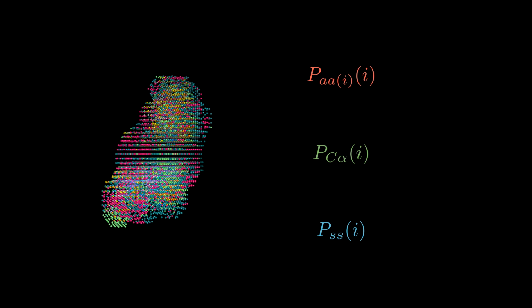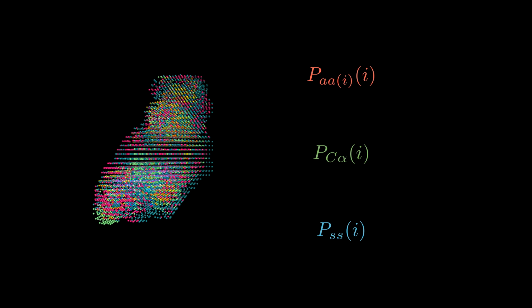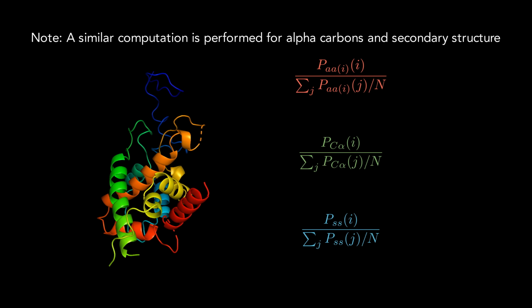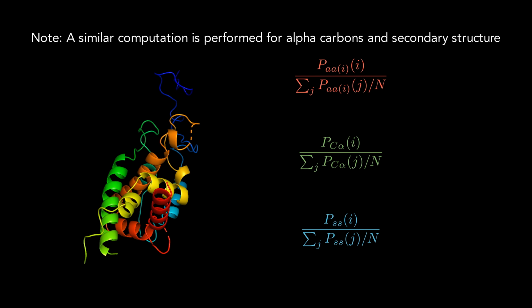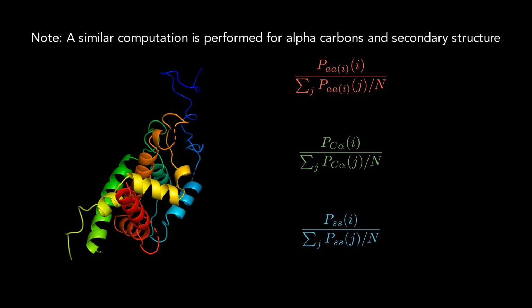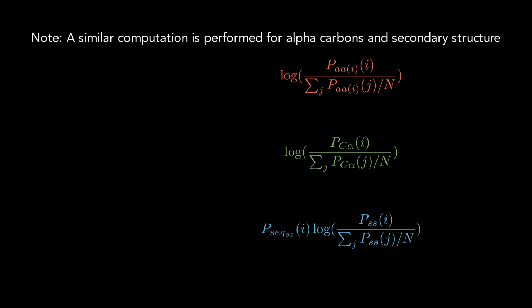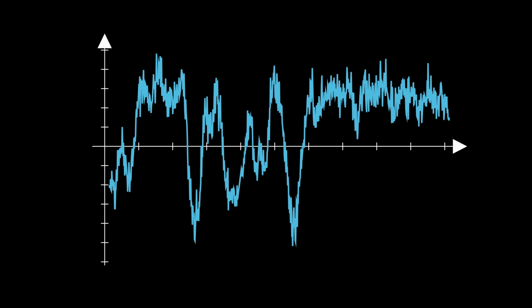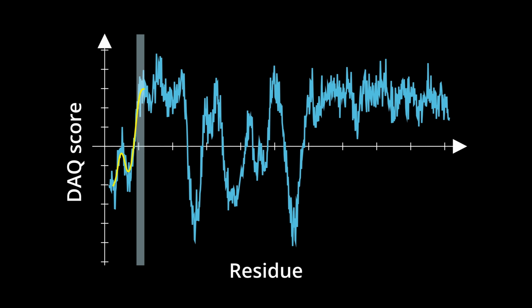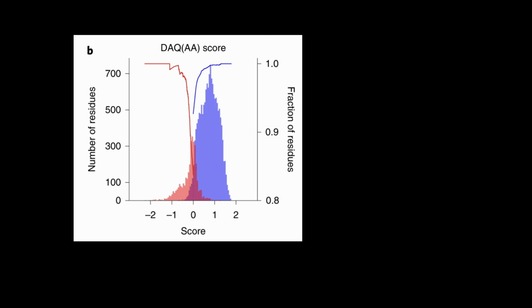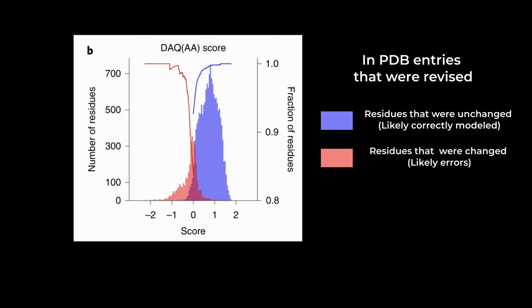So the way that this works is first, we compute the probability for the amino acid type at residue I using deep learning. Next, we normalize this probability by computing the average probability of this amino acid type across all atom positions in the protein model. We take the log of this ratio, giving us the DAQ score. Finally, these computed scores are averaged with a window size of 19. In general, high DAQ scores indicate good agreement and lower scores indicate errors.